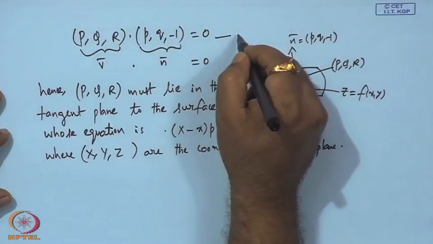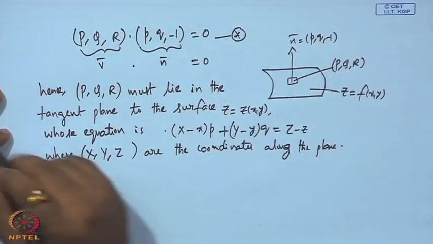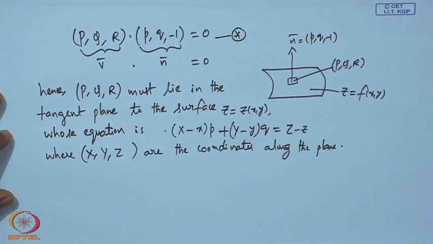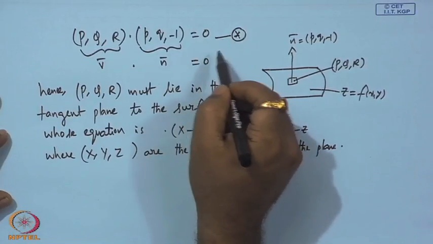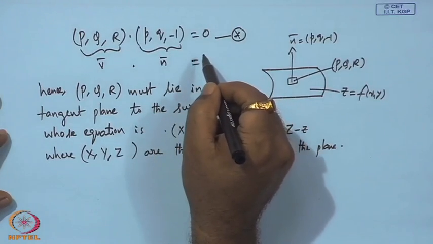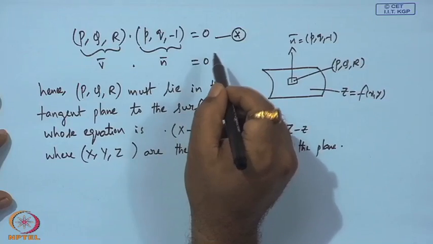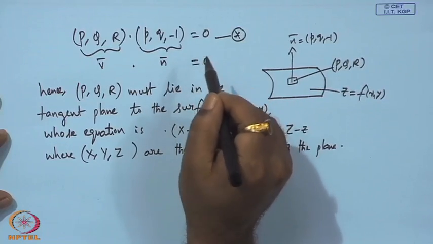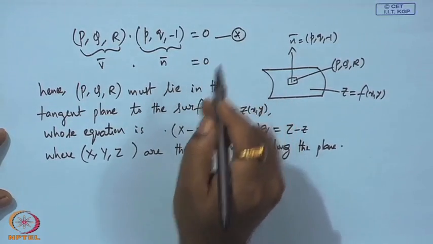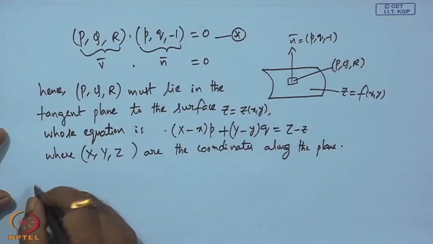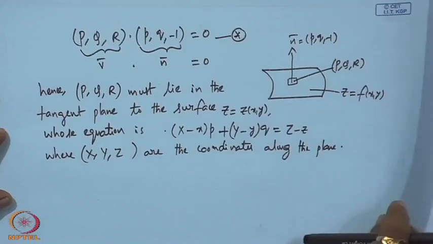So, what is this star forcing? Star is forcing that all the surfaces satisfying star are such that at each point they are tangential to the vector. Okay. So, what is the remark?